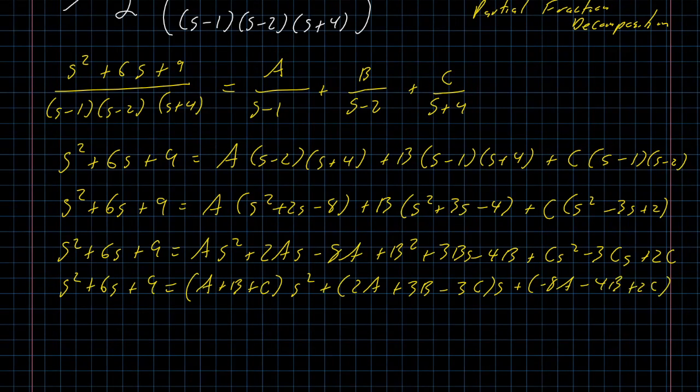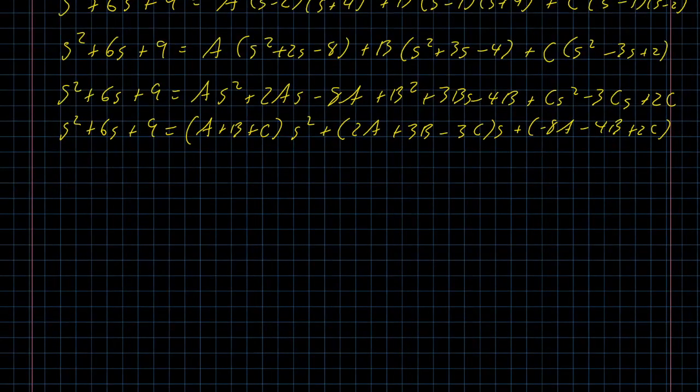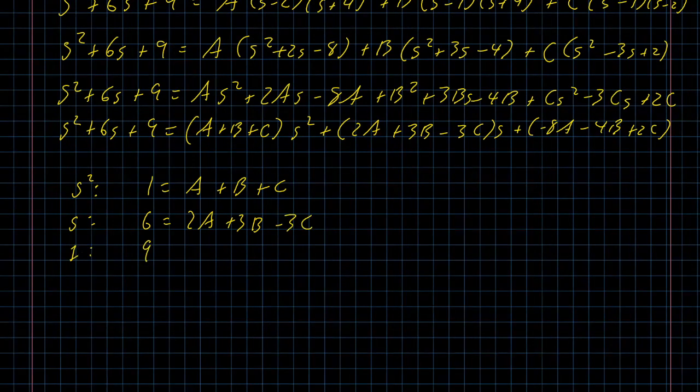And then I can use the property of polynomials that tells us that the only way for two polynomials to be equal to each other is if corresponding coefficients are equal to each other. So my s squared terms tell me that 1 is equal to A plus B plus C. My s terms tell me that 6 is equal to 2A plus 3B minus 3C. And my constant terms tell me that 9 is equal to negative 8A minus 4B plus 2C.